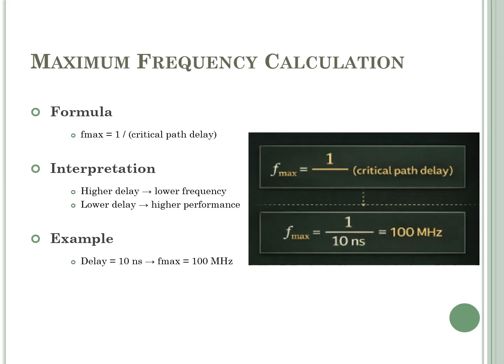Now let's connect everything we learned. The flip-flop launches data. Combinational logic adds delay. The critical path equals the longest delay. And that delay decides the maximum frequency. Lower delay means higher speed, higher delay means lower speed. In real chip design, engineers constantly try to reduce critical path delay, optimize logic, reduce stages, use faster cells, because reducing delay directly increases performance. So, in summary, the maximum frequency of a circuit is limited by its critical path delay. Your circuit can only run as fast as its slowest path.